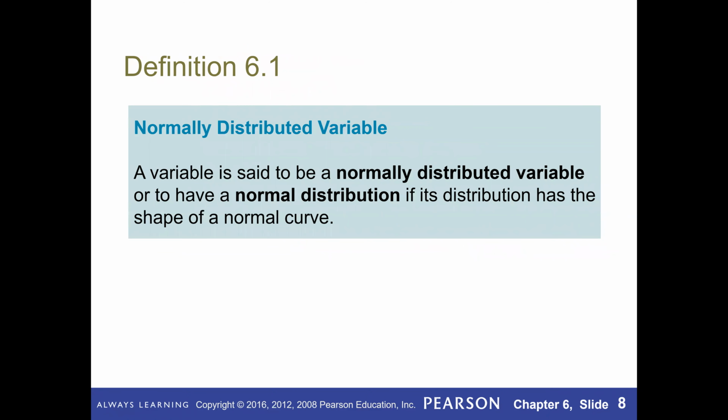And now a normally distributed variable is one of the special curves that gives you a bell shape.